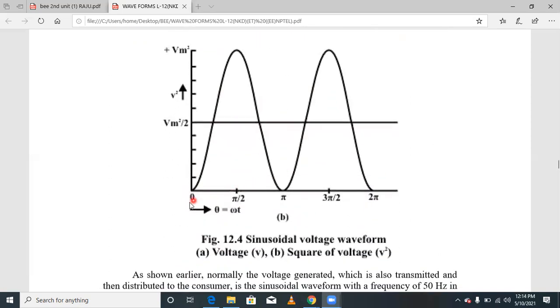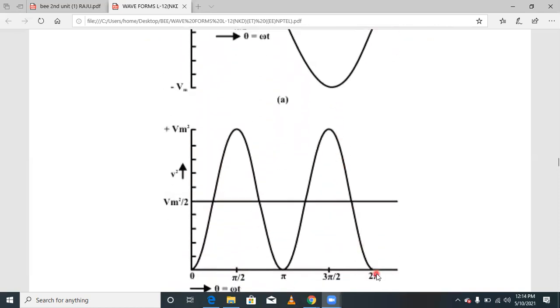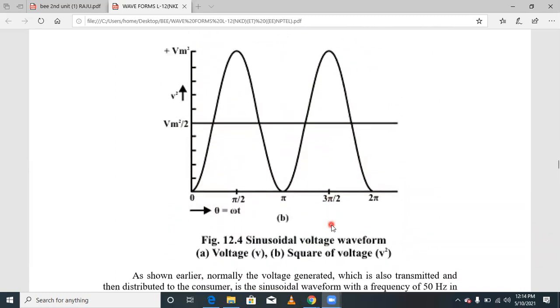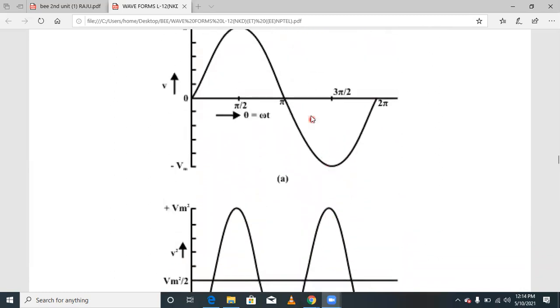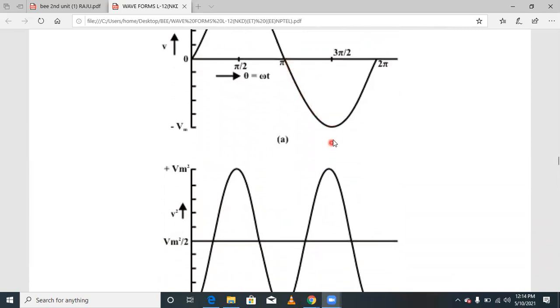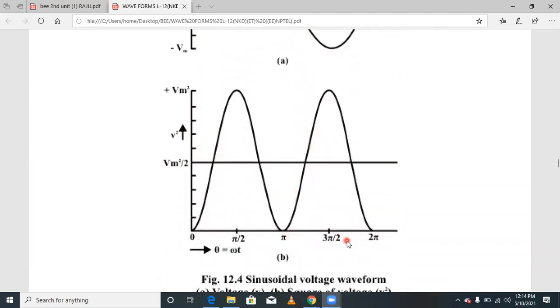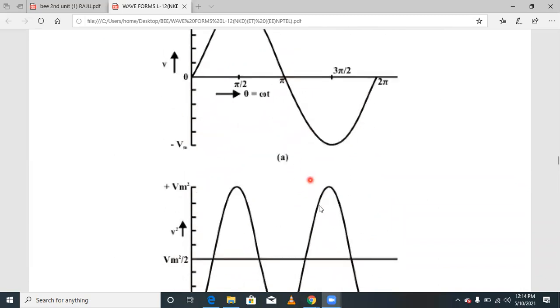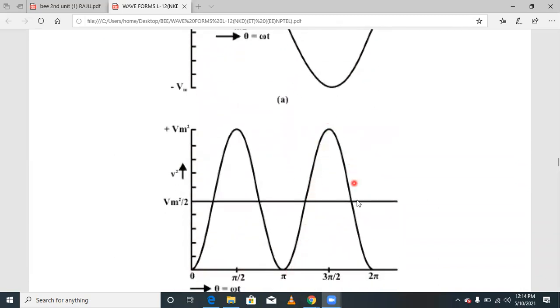But the RMS value is over the complete cycle, that is, up to 2 pi. So in the V scale, the negative values, from pi to 2 pi, are shifted towards the positive side. Negative V scale is nothing but positive, so you get it positive like this.